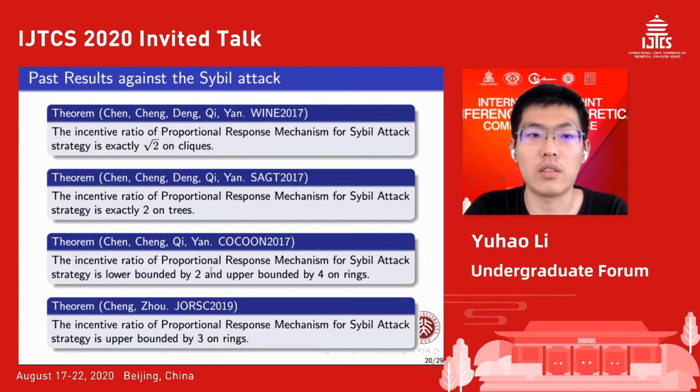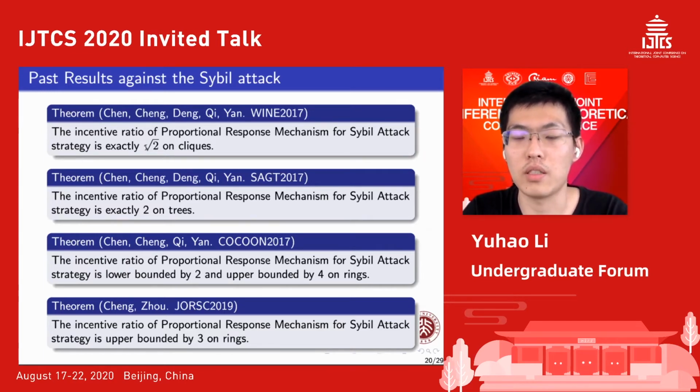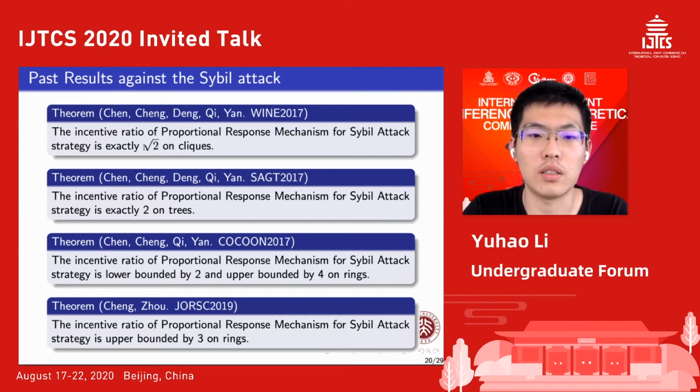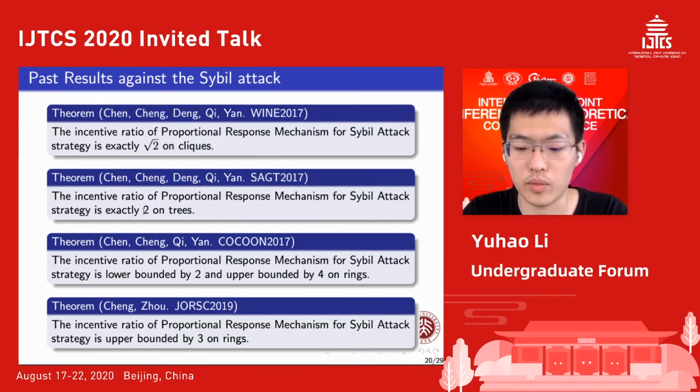And here are some past results against the Sybil attack. First, the incentive ratio of the proportional response mechanism for the Sybil attack strategy is exactly root 2 on cliques and exactly 2 on trees. It means the incentive ratio is upper bounded by a constant, and this bound is tight. There is an example that can achieve this upper bound.